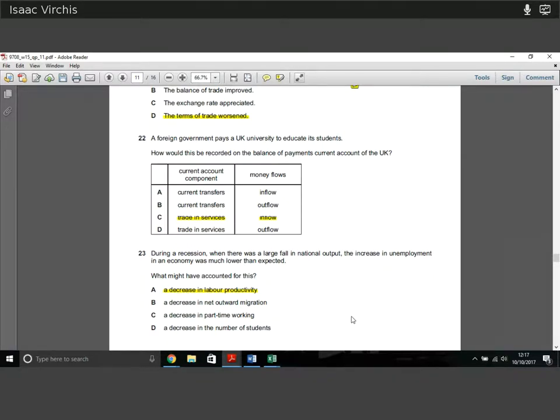A decrease in outward migration wouldn't reduce unemployment. It would mean more workers were staying in the country, and that would increase unemployment, so it would be higher than expected rather than lower. A decrease in part-time working is increasing the labour force, and that would increase unemployment. A decrease in the number of students means fewer people are staying in education and more people are entering the labour force. That also means you would have a greater increase in unemployment. The only answer that results in lower than expected unemployment would be a decrease in labour productivity.